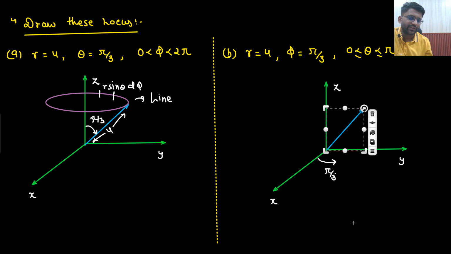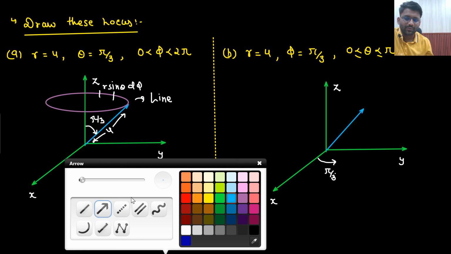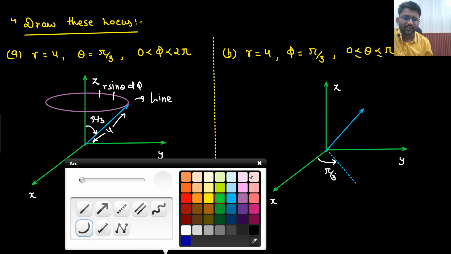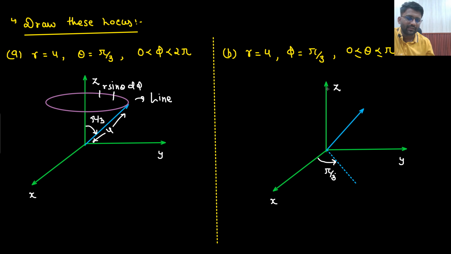When you take its projection on the xy plane, it will make an angle of pi by 3. This is also fixed, but theta will vary completely from 0 to pi.